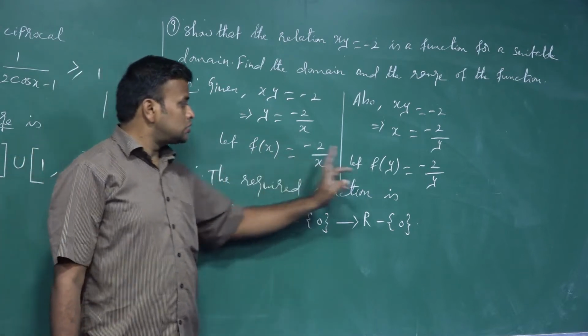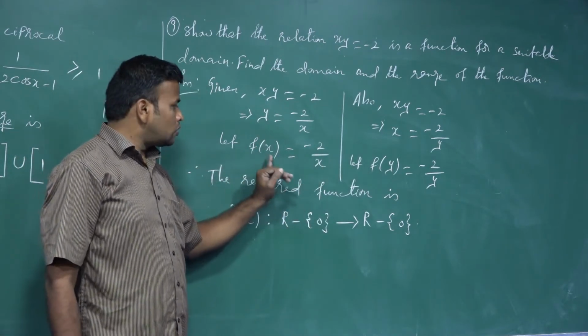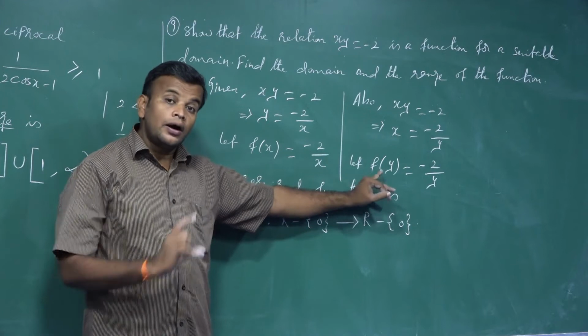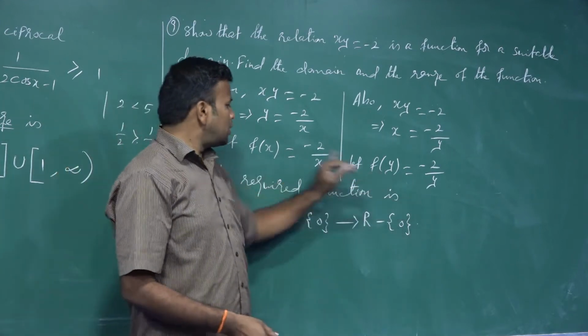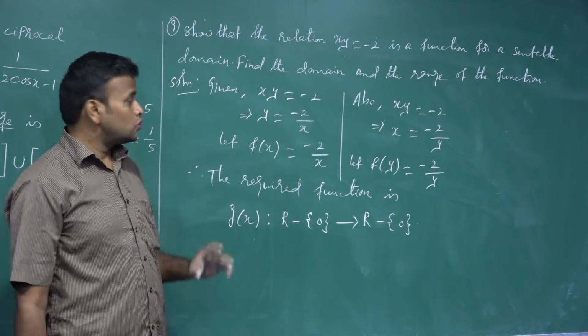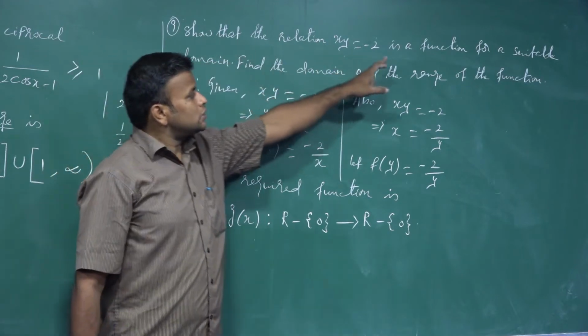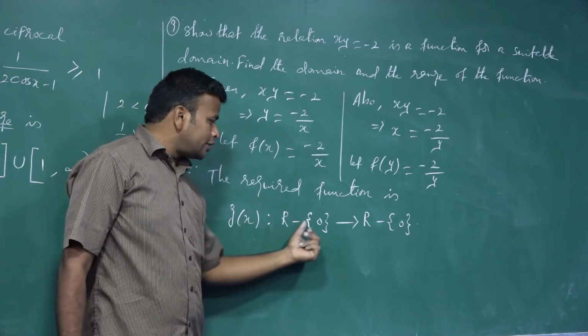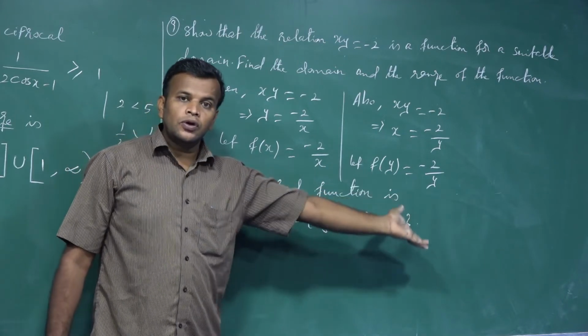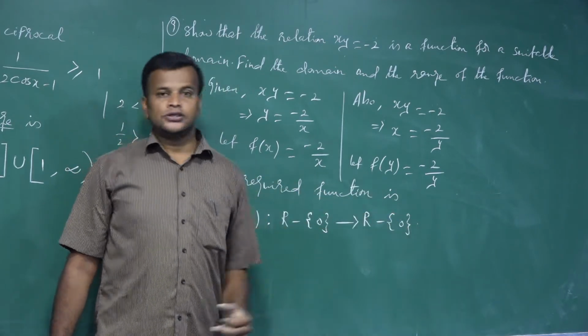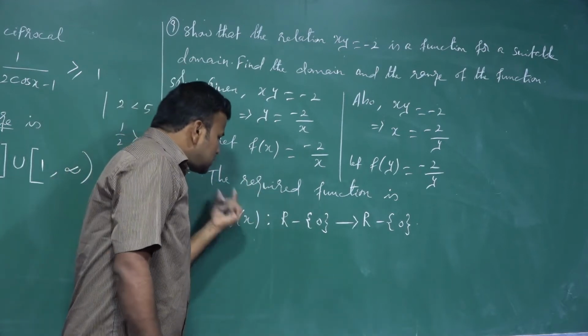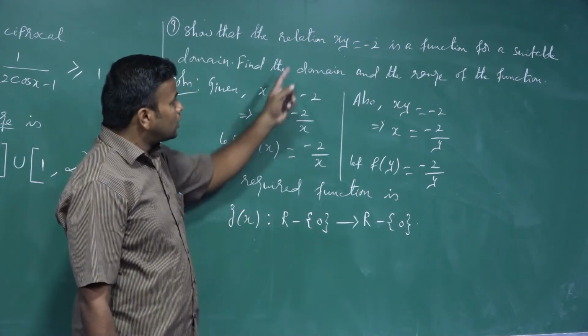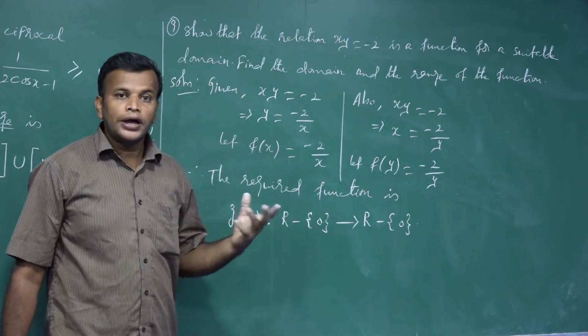We consider these two cases, either it is a domain or it is a codomain, or in reverse. So our question is: show that the relation is a function for a suitable domain. Now the suitable domain is R except 0, whose suitable codomain is also R except 0. Now I say this is the required function for our given relation xy equal to minus 2.